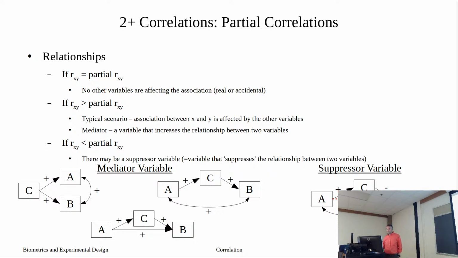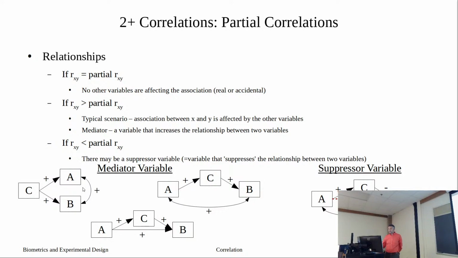If our correlation is greater than the partial correlation, now we know that we've got something else that's happening. There's other factors that might be influencing our observed association. So that's what these are.